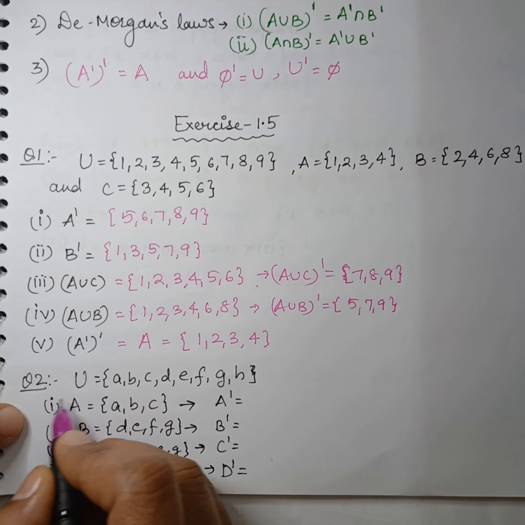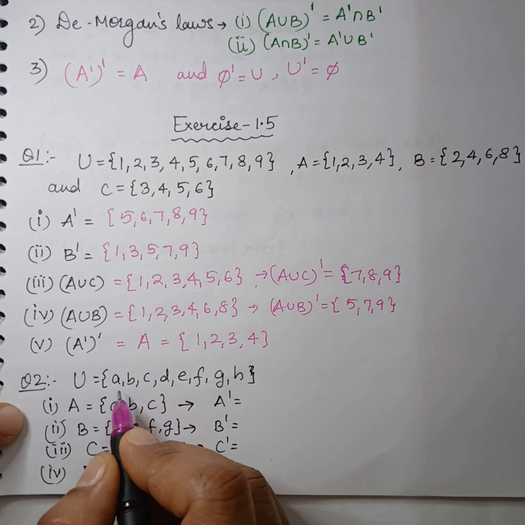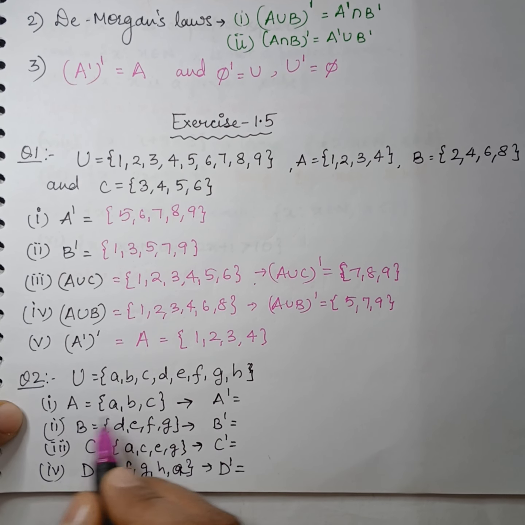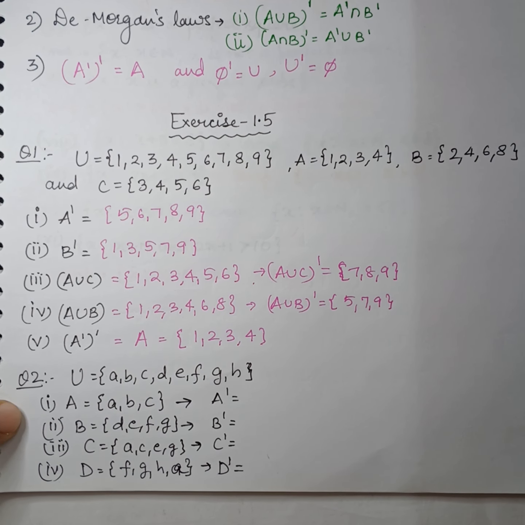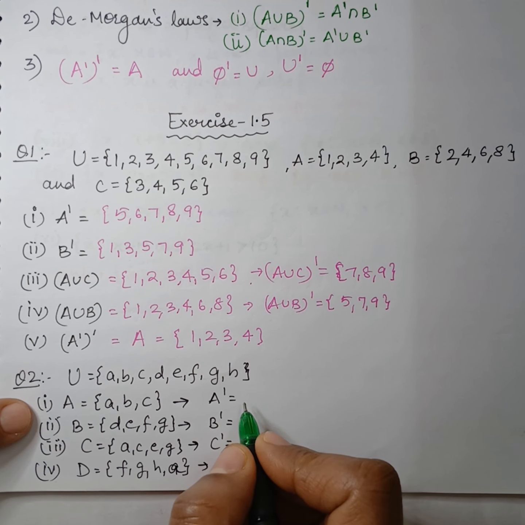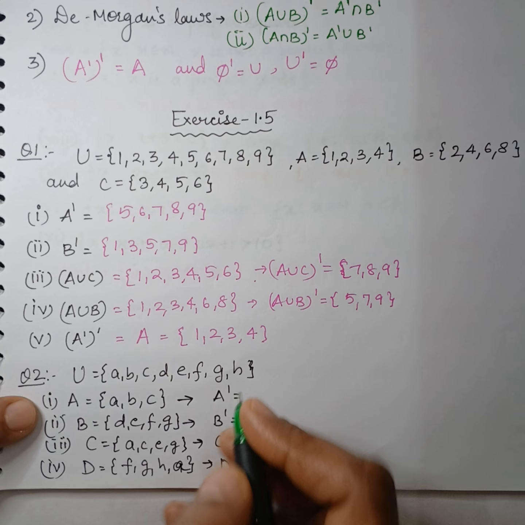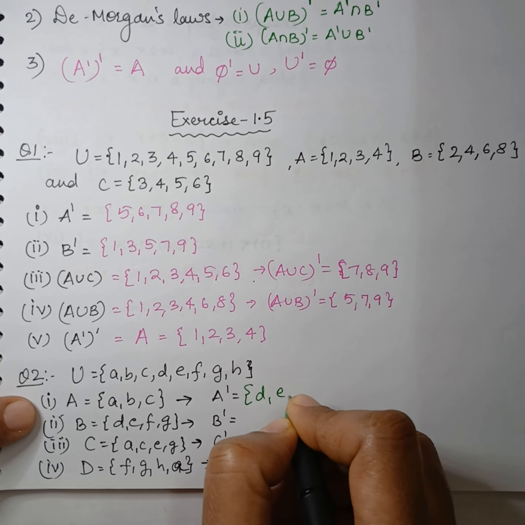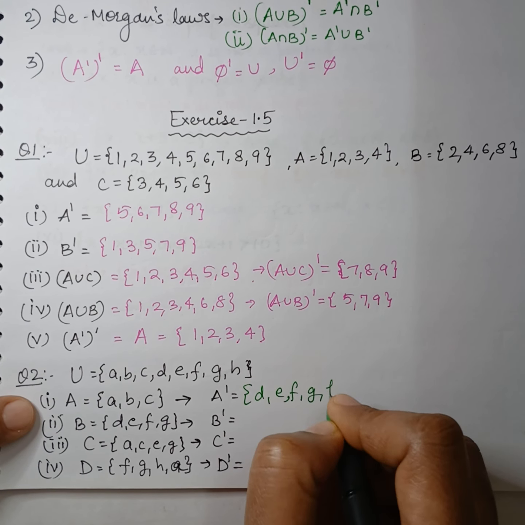Now the next question is, the universal set is given as A, B, C, D, E, F, G, H. We have to find the complements of these sets. So let us find. A is A, B, C. What will be A complement? For A complement, I have to remove A, B, C. So what is left there? D, E, F, G, H.